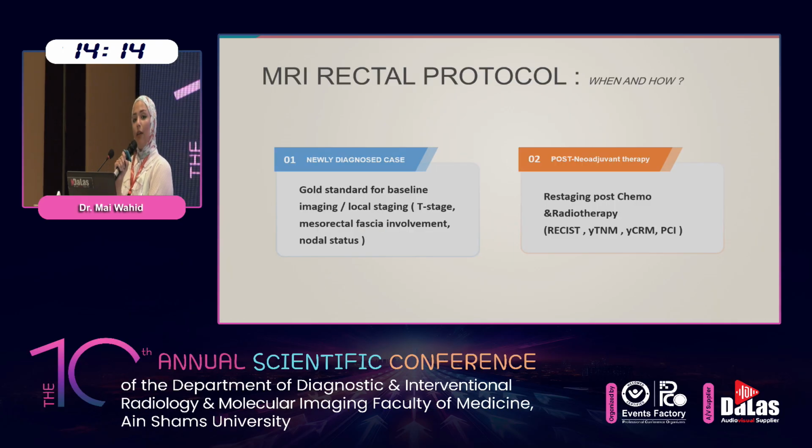So, as we said, the gold standard is the MRI rectal protocol. So when and how do we do it? As for when, we have two case scenarios in which we do the MRI rectal protocol. The first case scenario is a newly diagnosed rectal cancer case for baseline imaging or local staging, the TNM staging. In the second case scenario, we have a post-neoadjuvant therapy case in which we should do restaging, reassessing, or reevaluating of the rectal cancer as a preoperative assessment for the surgical decision.